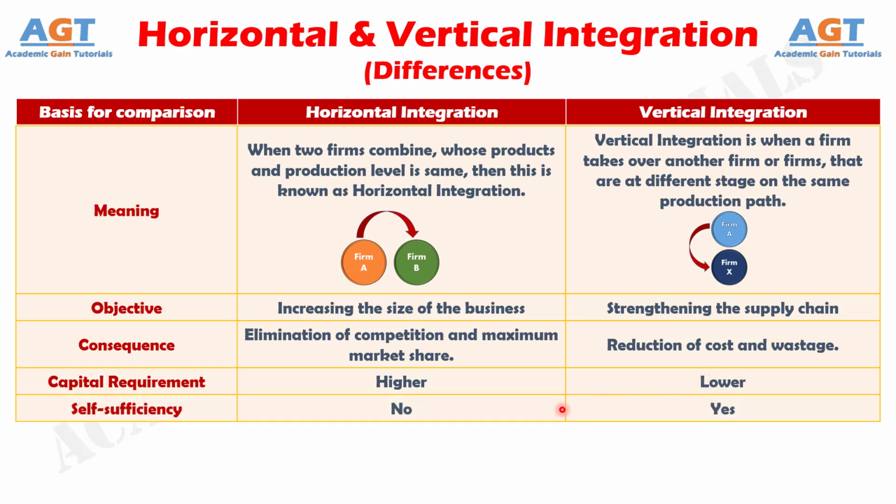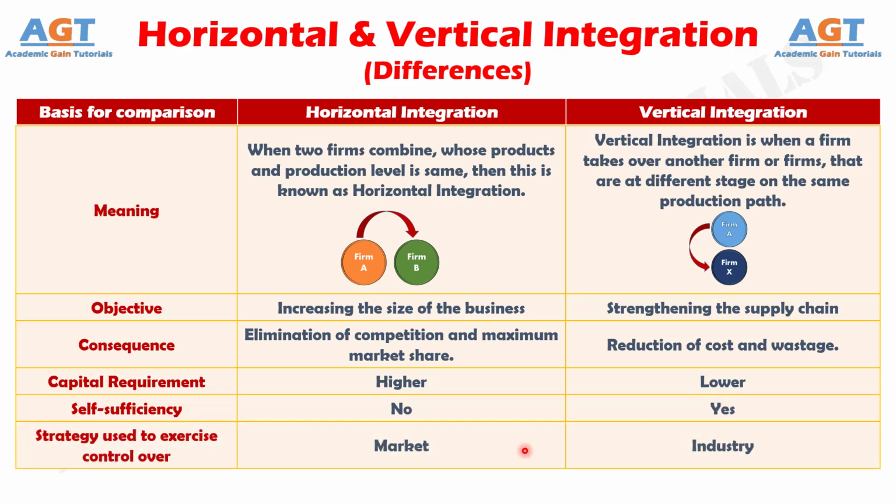Number 5. Horizontal integration only brings synergy, but not self-sufficiency, whereas vertical integration helps the company gain synergy with self-sufficiency. And difference number 6. Horizontal integration helps to acquire control over the market, whereas vertical integration is a strategy used for gaining control over the whole industry.